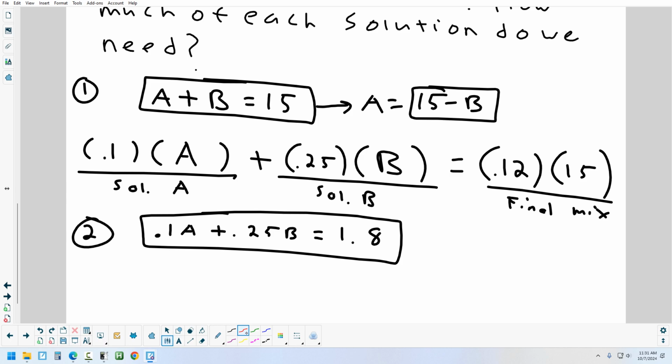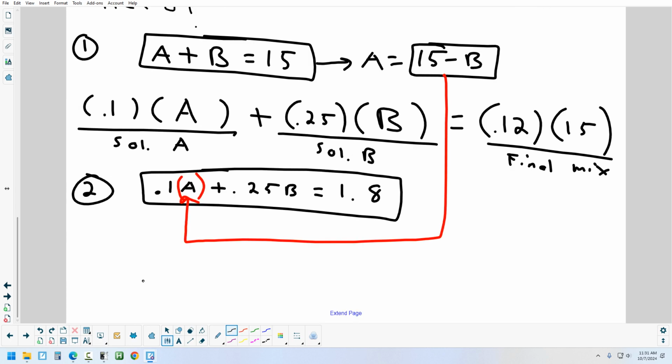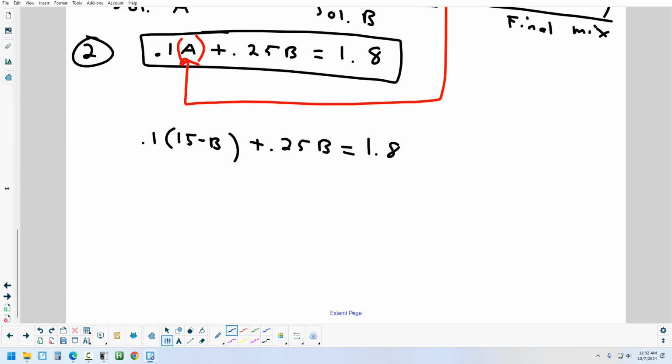Yeah. Plug it into A in the second equation. Plug it in for A in the second equation. Yep. All right, so let's do that. We've got 0.1 times, we're going to fill in for A, 15 minus B, plus 0.25B equals 1.8. Now we have an equation that only has one different letter in it. That letter appears more than once. We need to fix that.